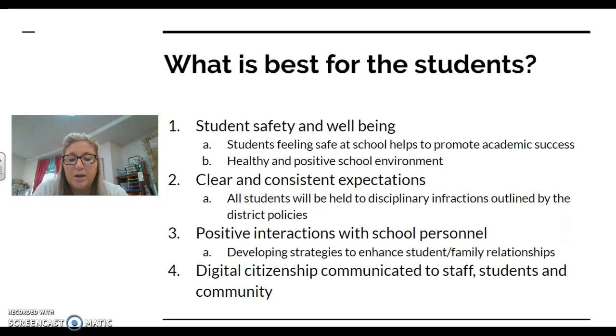Also, digital citizenship communicated to staff, students, and the community. That's important because we only have the students for a certain amount of time throughout the day, so we can stress digital citizenship in the classroom, but if they go home and do the complete opposite, well, then it's kind of taking steps backwards on that.